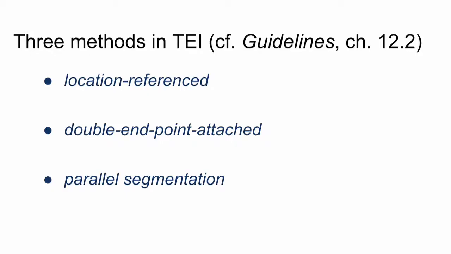Now that we've seen how a critical edition works, we're going to see how the TEI proposes to encode this type of document. The TEI has three different options to encode critical editions, critical apparatus. The first option is the location reference method. The second is the double endpoint attached method, and the third is the parallel segmentation method. I recommend that you check the guidelines where each of these methods is explained very thoroughly.